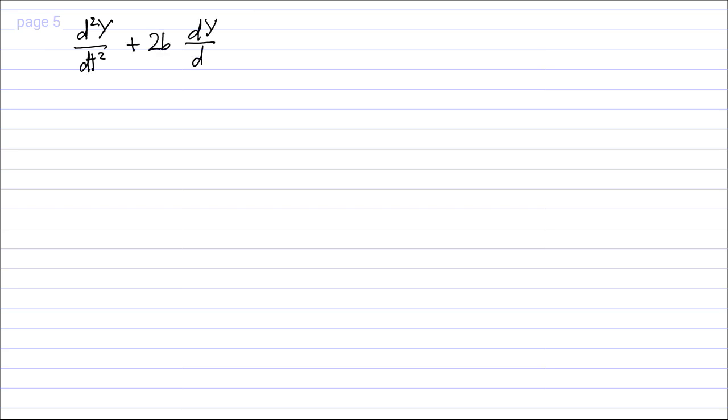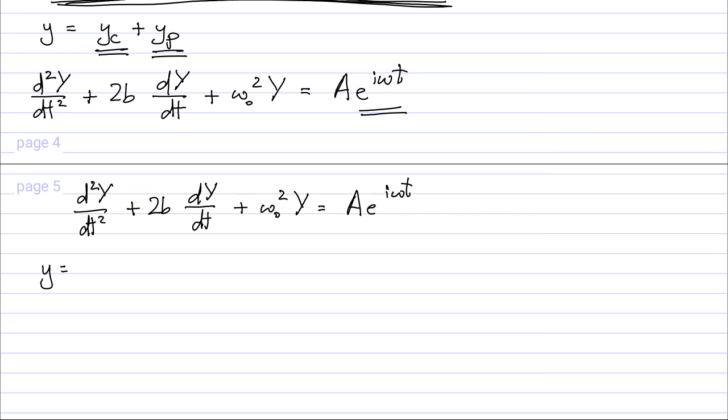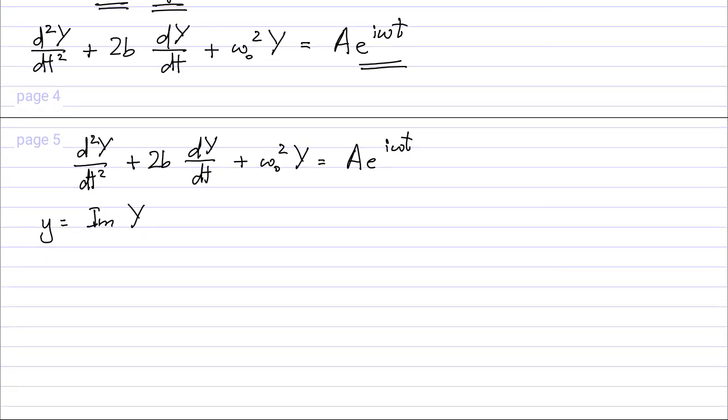dy by dt plus... I define my small y, remember, the actual physical displacement of the block, as the imaginary part of capital Y. Okay, and also remember that the imaginary part of the sum or the difference of two complex numbers is given by the sum or the difference of the individual imaginary parts, as the case may be.